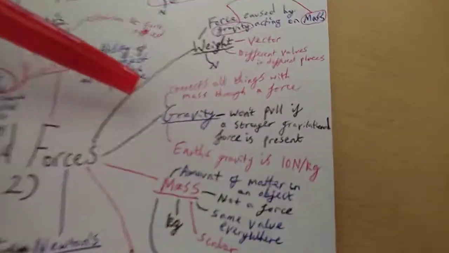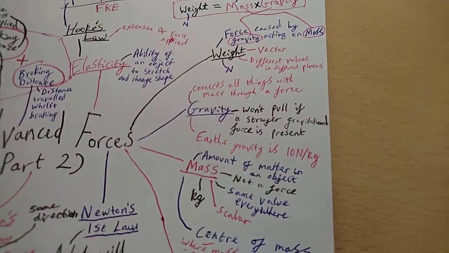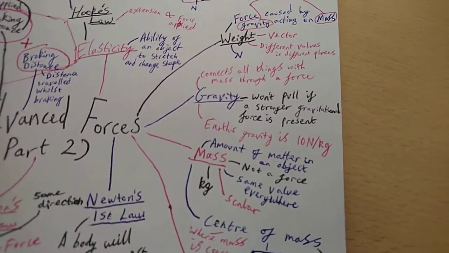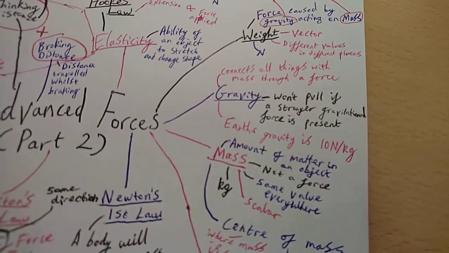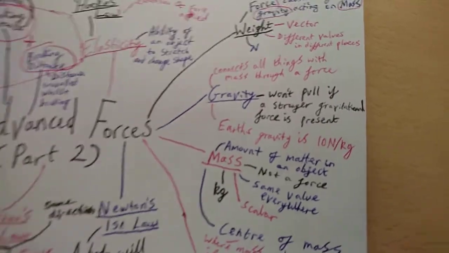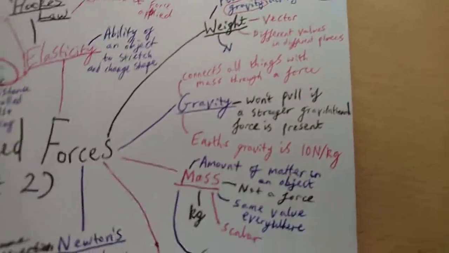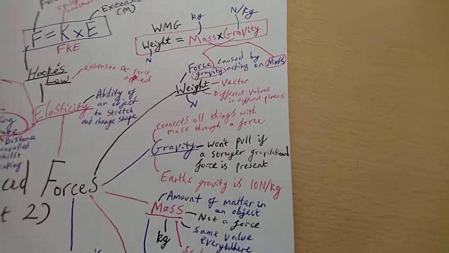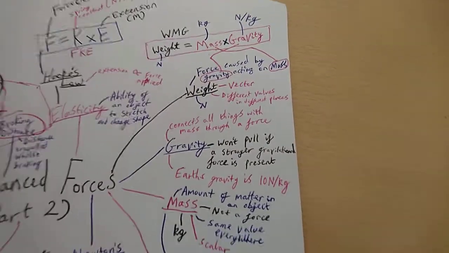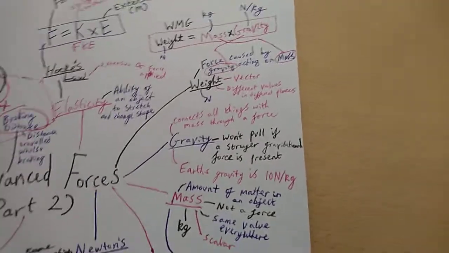So, gravity. Gravity won't pull if a stronger gravitational force is present. Basically it connects all things through mass. Everything has gravity, but we don't necessarily feel it because the gravity of the Earth is so strong on us that nothing else's gravity actually affects us. So yeah, Earth's gravity is 10 newtons a kilogram, which is quite a lot.